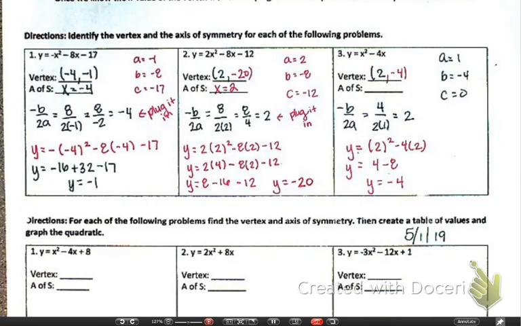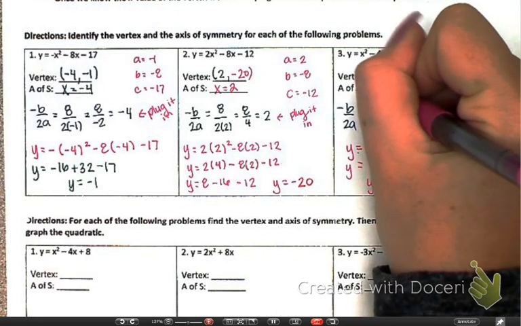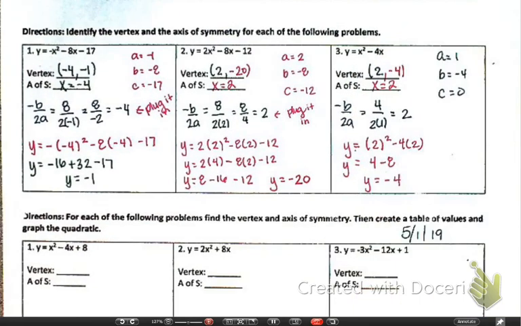What's the axis of symmetry? Great. How do we feel with that? Good? Okay.